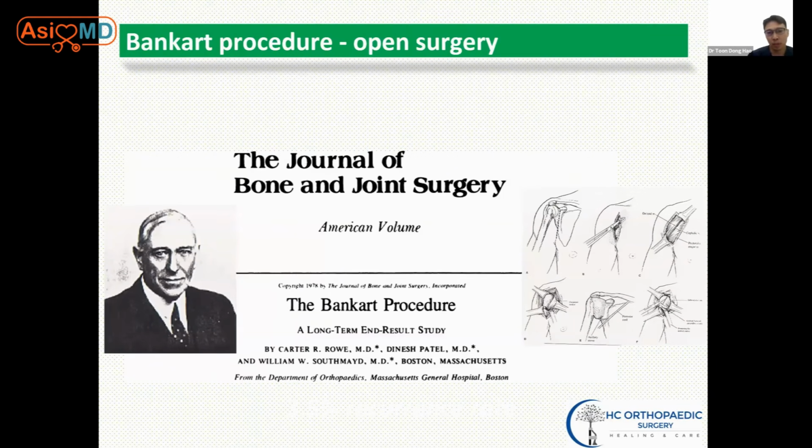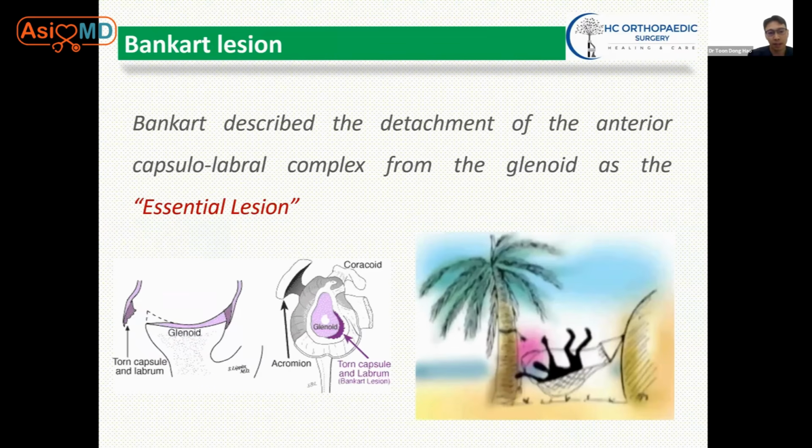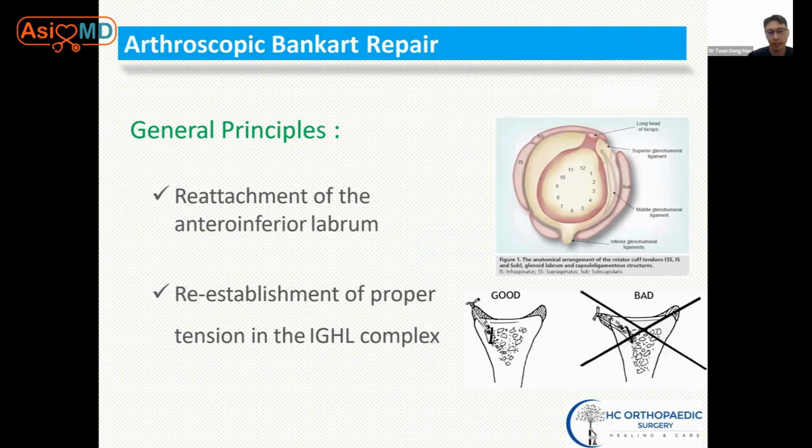Bankart procedure is the most common surgery we do nowadays. It was first described as open surgery back in 1978, but nowadays we do it arthroscopic, i.e. keyhole. So he described the detachment of the anterior capsular labral complex from the glenoid as an essential lesion. So essentially, it's like you're sleeping on the hammock and one side of the hammock has detached, and this is essentially what happens when you have a shoulder dislocation, and therefore the humerus wants to dislocate out from the socket.